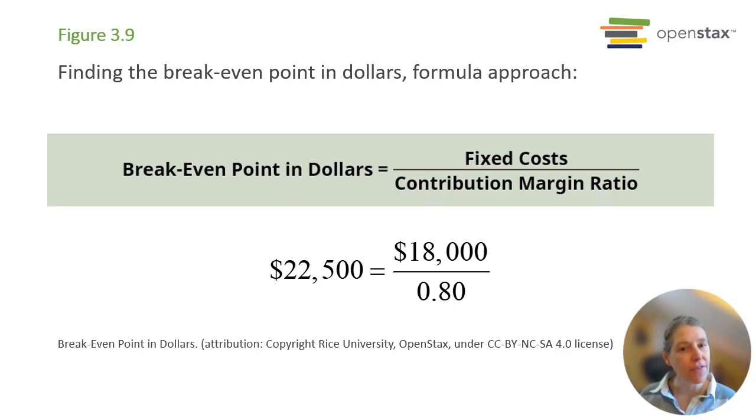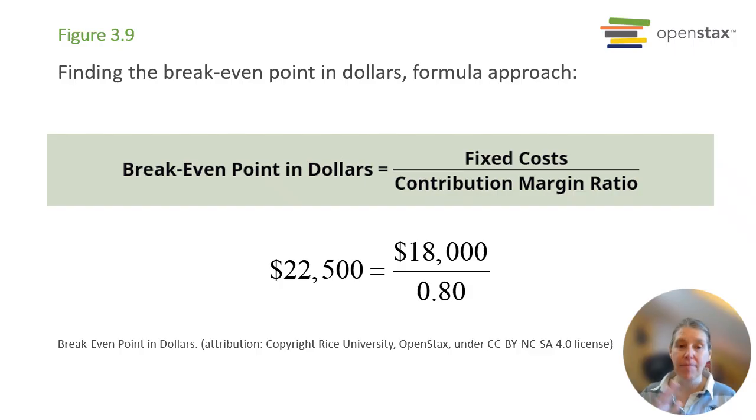Still fixed costs on the top. The only difference is instead of using the contribution margin in dollars in the bottom, use the contribution margin ratio. So fixed costs of $18,000 that we need to cover. We get 80% of every sale going towards that fixed cost. So quick division, when I reach a sales revenue of $22,500, I'm at break even.